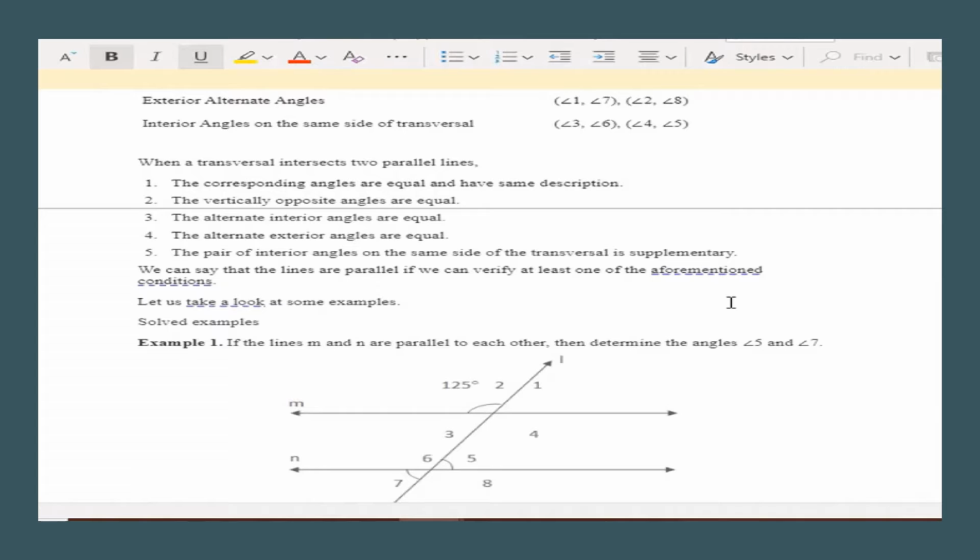It says we can say that the line is parallel if we can verify at least one of the aforementioned conditions. So if we can verify at least one out of these 5, we know that the lines are parallel.